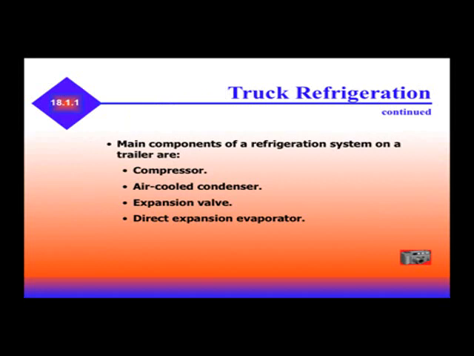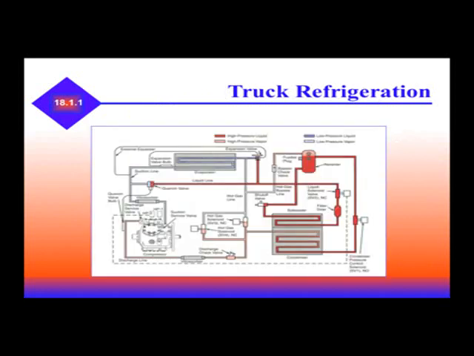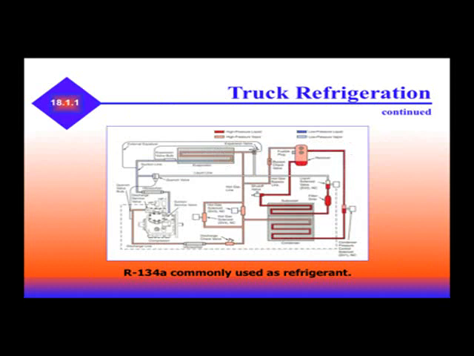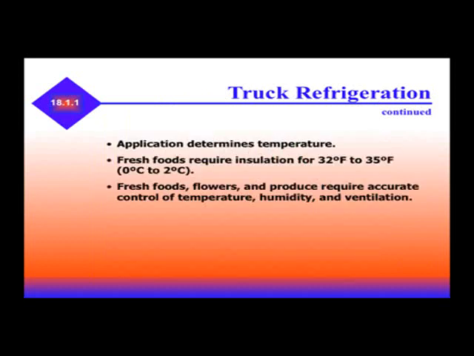Main components of the refrigeration system on a trailer are the compressor, an air-cooled condenser, expansion valve, and a direct expansion evaporator. Not too much different from a standard refrigeration system. R134A is commonly used as the refrigerant. It has replaced R12 in most applications.